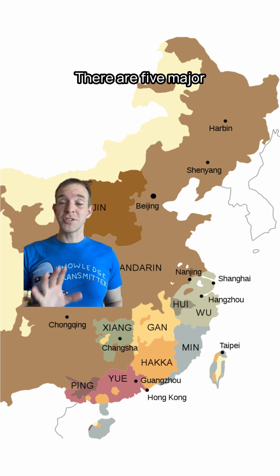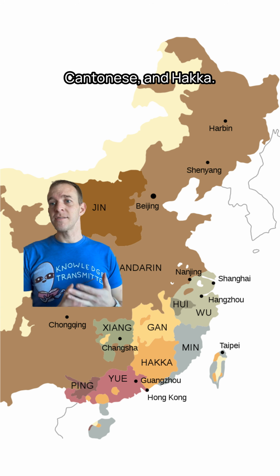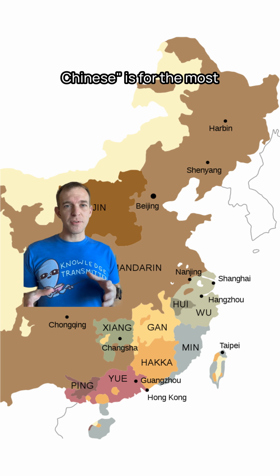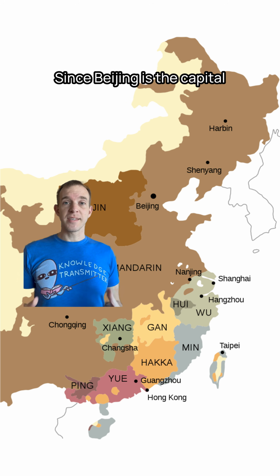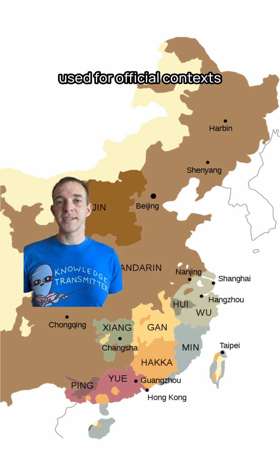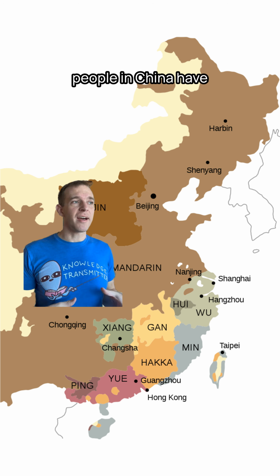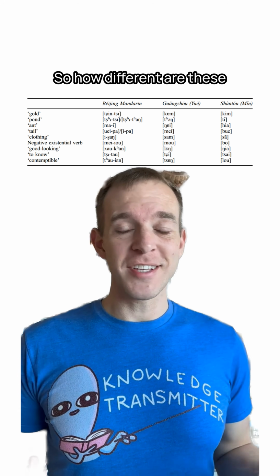There are 5 major Chinese languages: Mandarin, Min, Wu or Shanghainese, Yue or Cantonese, and Hakka. What people call Standard Chinese is for the most part just a specific dialect of Mandarin spoken around Beijing. Since Beijing is the capital of China, this dialect gets used for official contexts and as a lingua franca across the country. Because of this, most people in China have to know at least some Mandarin in addition to their local language. So how different are these Chinese languages?